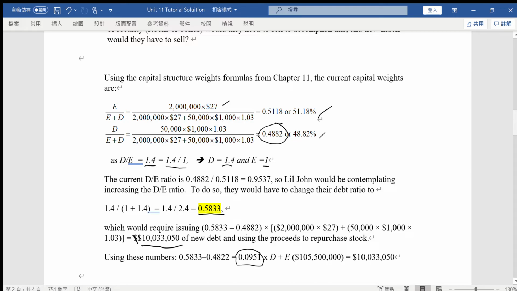Okay, and you just multiply the total value of the company by the difference between the two, and that will be this one. Then that will be the required amount by which the debt should be increased in order to repurchase the equities.